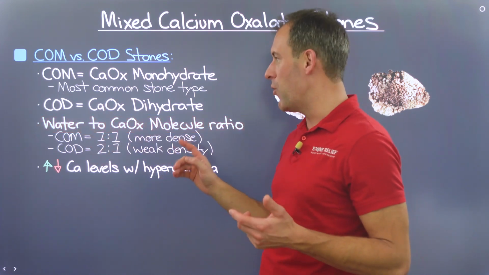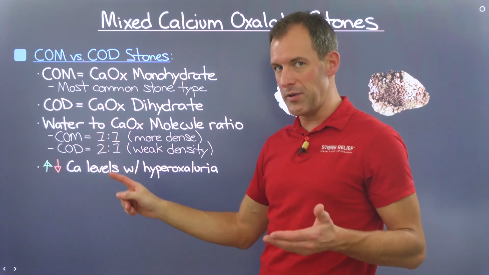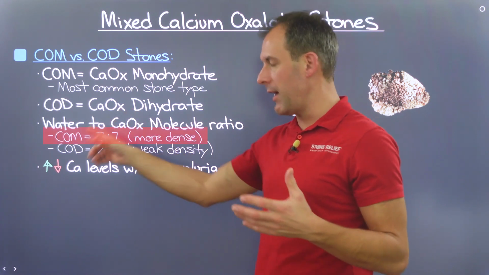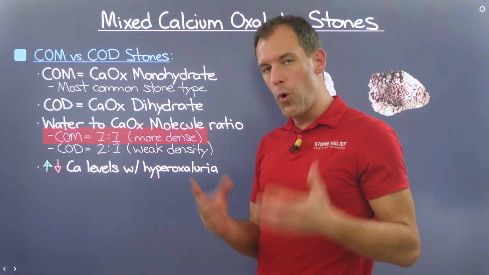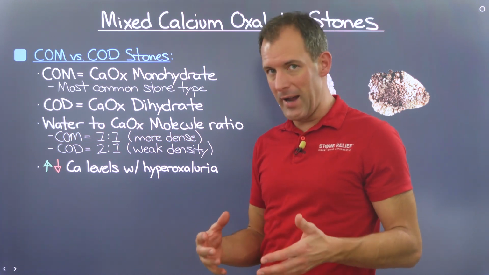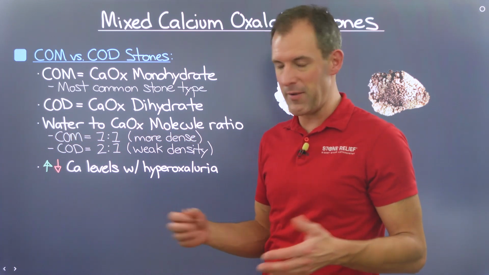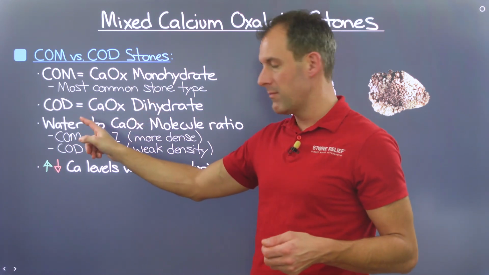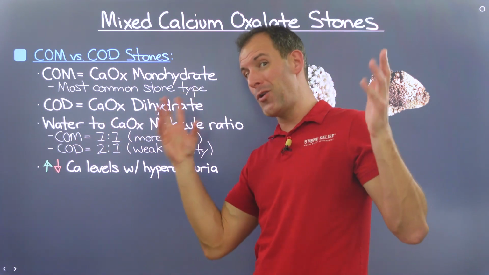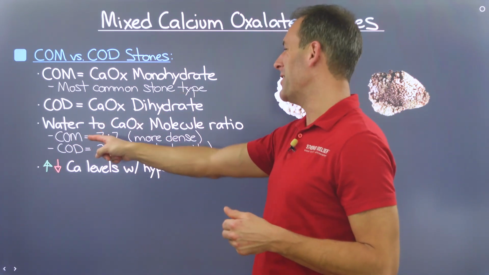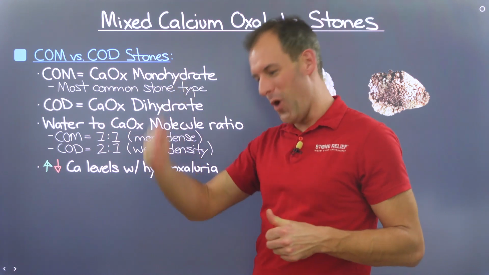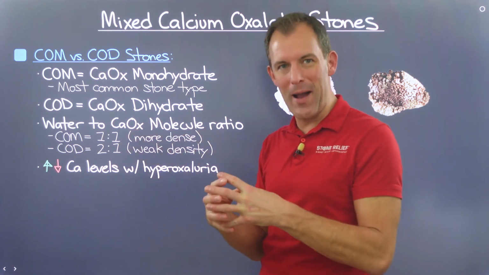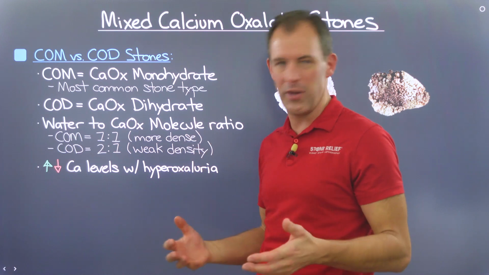When it comes to calcium oxalate monohydrate stones, and if you've watched our previous video that goes into real deep detail about these stone types, you know that calcium oxalate monohydrate stones are more dense than their calcium oxalate dihydrate sibling. And that is because of the water to calcium oxalate molecule ratio. With calcium oxalate monohydrate stones, there is a 1-to-1 ratio of water to the calcium oxalate ion or molecule. This means that they are more tightly bound, and it is a more dense stone type, which makes it more difficult to break apart.